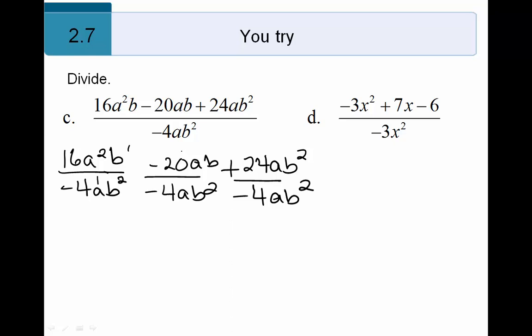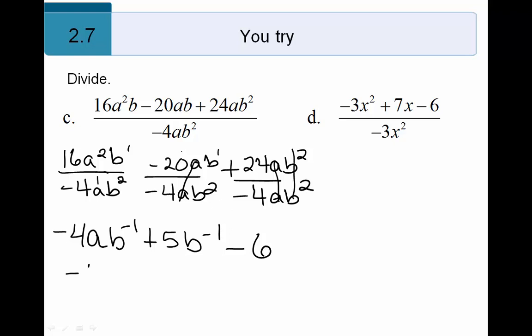16 divided by negative 4 is negative 4. A to the 2 minus 1 is just a to the first. B to the 1 minus 2 is b to the negative 1. Negative 20 divided by negative 4 is positive 5. A's cancel. We have b to the 1 minus 2, which is b to the negative 1. Positive 24 divided by negative 4 is negative 6. A divided by a is 1. B squared divided by b squared is 1.